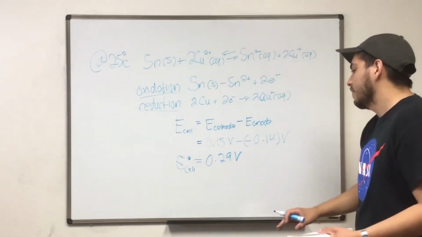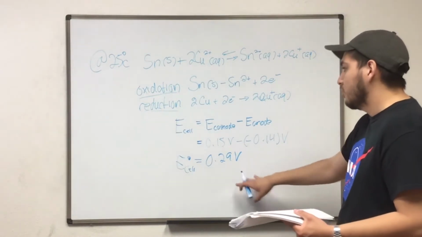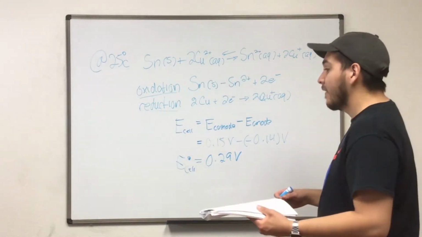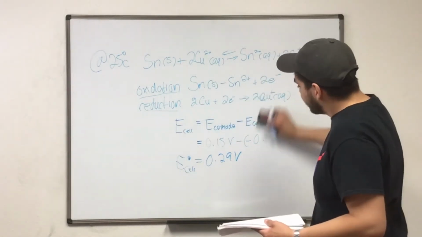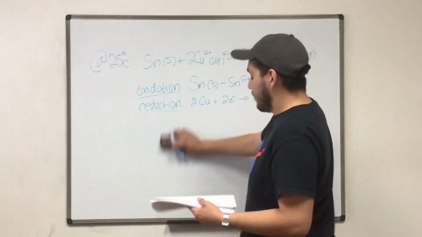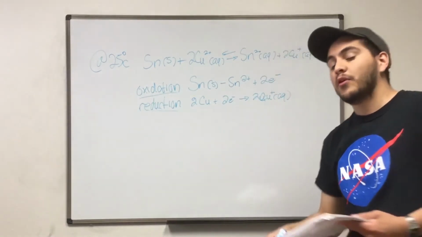Okay, so this is what we have for the volts. We're still not done. We still have to calculate the constant. I'm going to erase this real quick. Keep in mind that our answer, we got 0.29 volts.